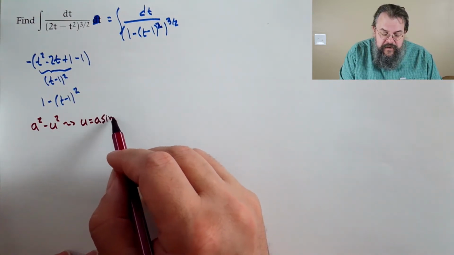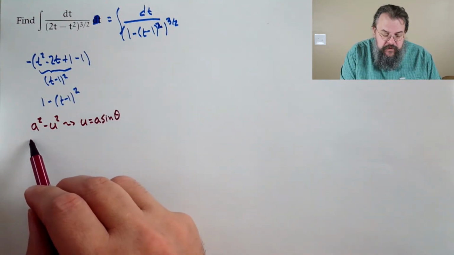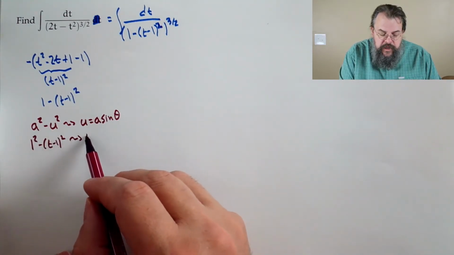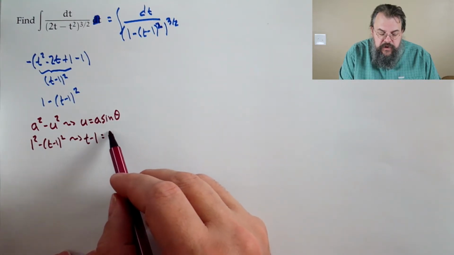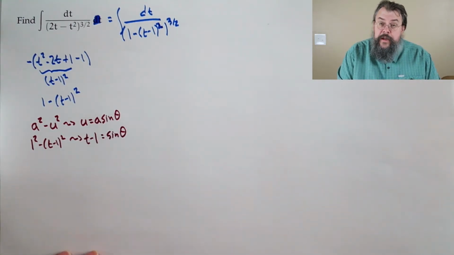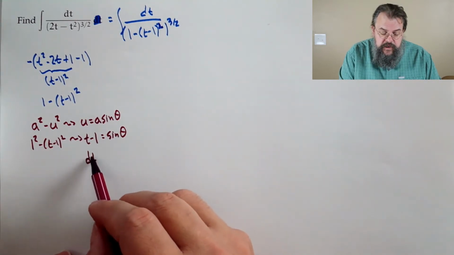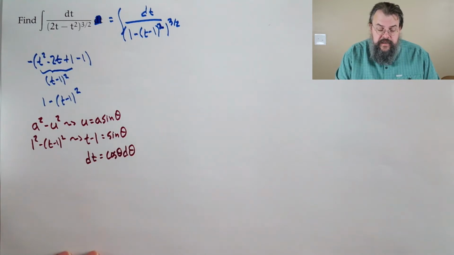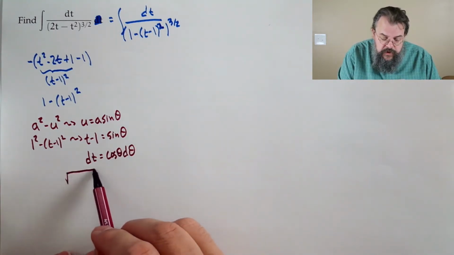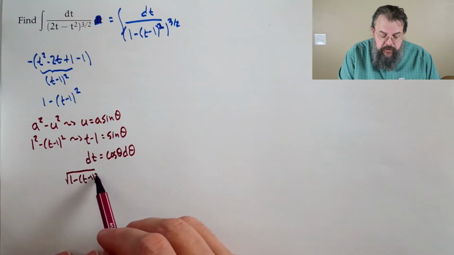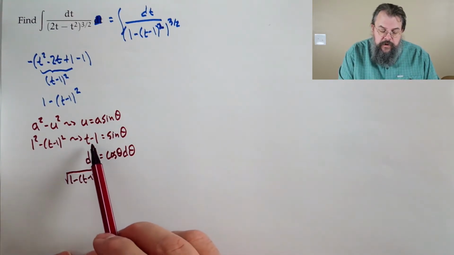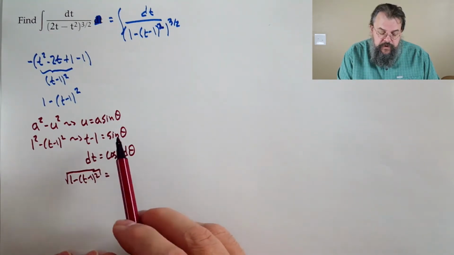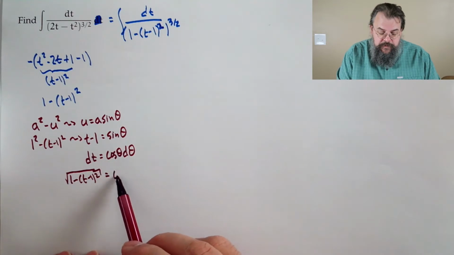U equals a sine theta. So in our case, it's 1 squared minus t minus 1 squared. So we're going to let t minus 1 equal sine theta. Taking the derivatives, dt, derivative of sine, cosine theta, d theta. And now the square root of 1 minus t minus 1 squared, well, that's the square root of 1 minus sine squared, which is the square root of 1 minus, the square root of cosine squared, becomes cosine theta.